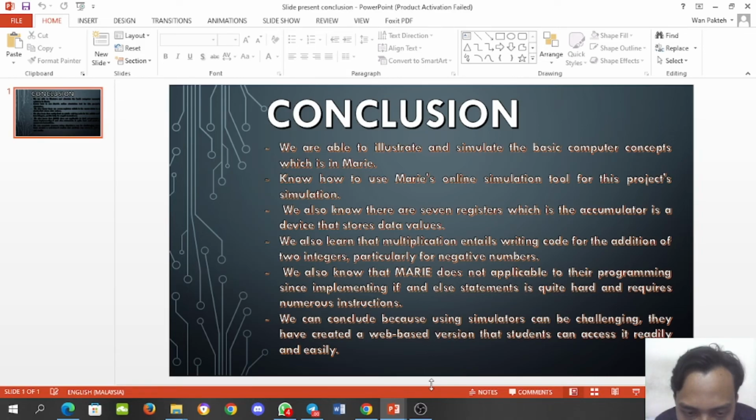We also know that Mary is not applicable to this kind of programming, since implementing an if-else statement is quite hard and requires numerous instructions. We instead utilize skipcond. If the specified condition is met, skip the next line, which is explained in the Mary instruction set section. However, we can conclude that because using the simulator can be challenging, they have created a website version that students can access readily and easily.